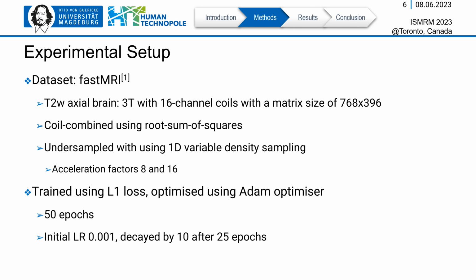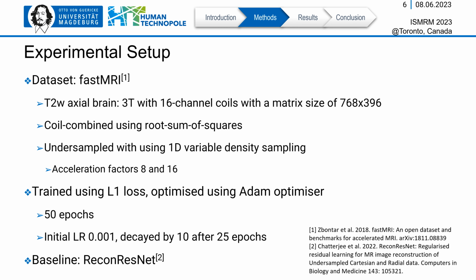We trained our models using the L1 loss, which was optimized using the Adam optimizer for 50 epochs, with an initial learning rate of 0.001, which was decayed by 10 after 25 epochs. To benchmark our results, we have used a full image space model, ReconstructNet, as our baseline.